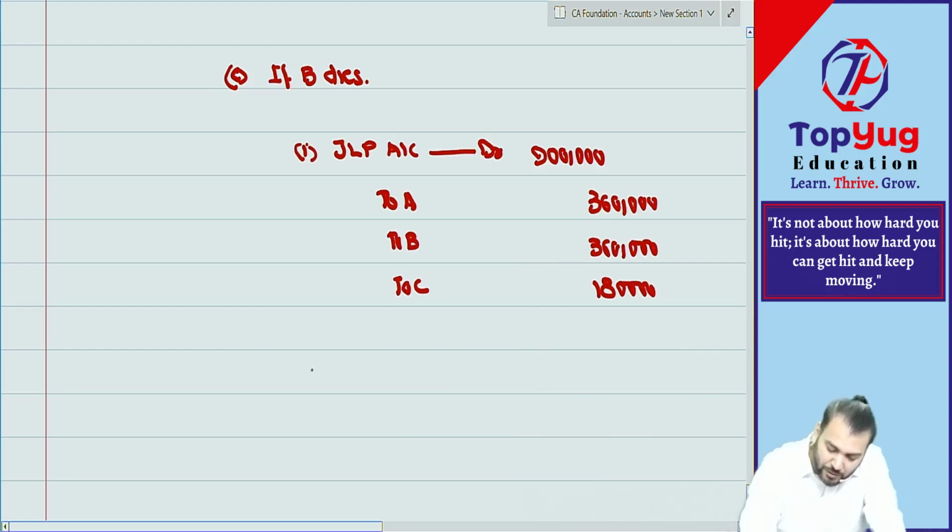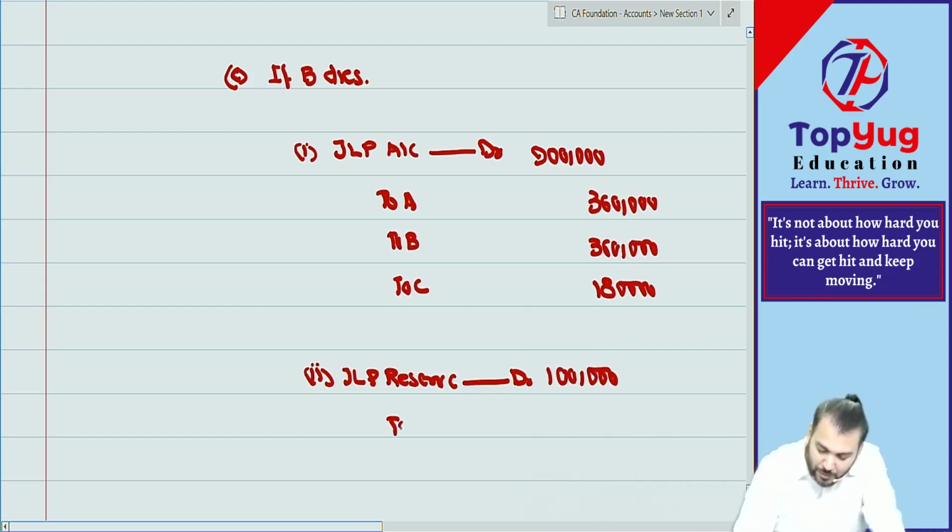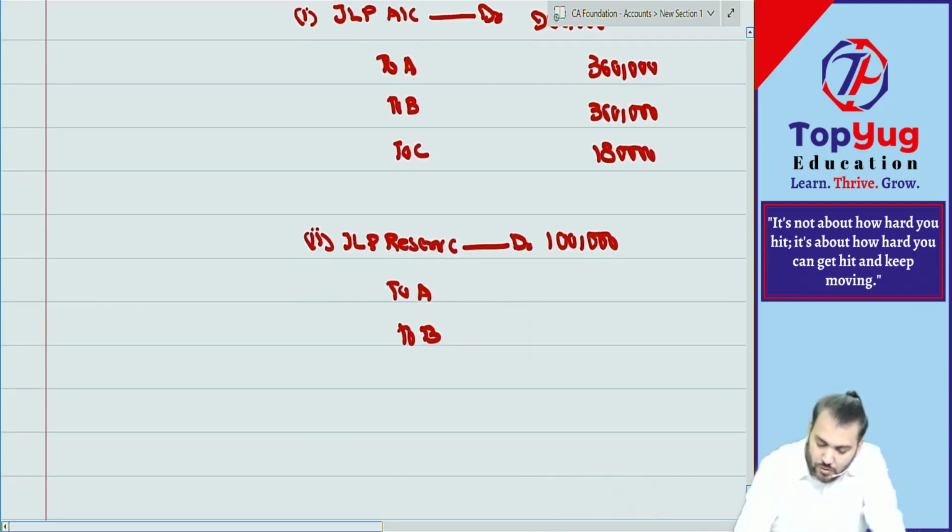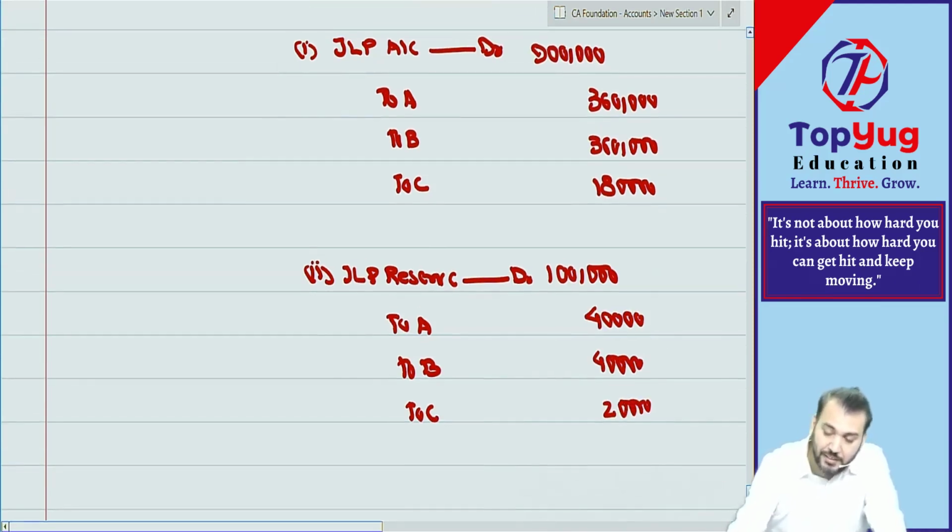Then second journal entry, what have you done? JLP reserve. You have done the second journal entry. JLP reserve. What amount? 1 lakh. I think everyone has not done it. Everyone not done, na? Bolo. You have done or not done? 40, 40 and 20.